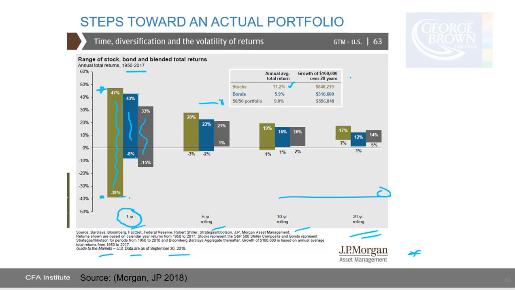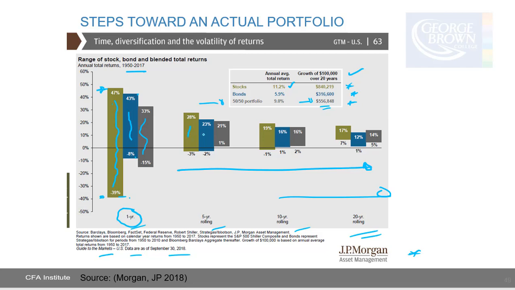So if we looked at the growth of 100,000 over 20 years, stocks have got the higher return, 11.2%. So if you had all your eggs in the stock basket, after 20 years, you'd have $840,000. If you had 100% in bonds, you'd have $316,000. And if you had a 50-50 portfolio, after 20 years, the growth of $100,000 would be $556,000.